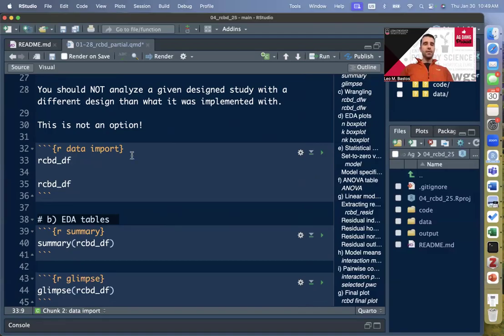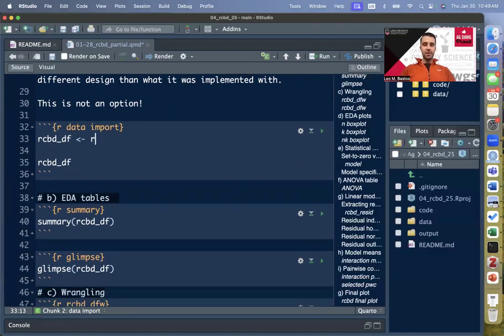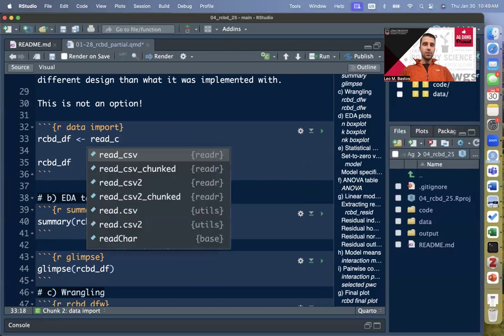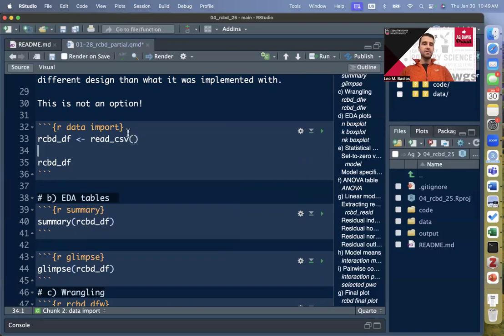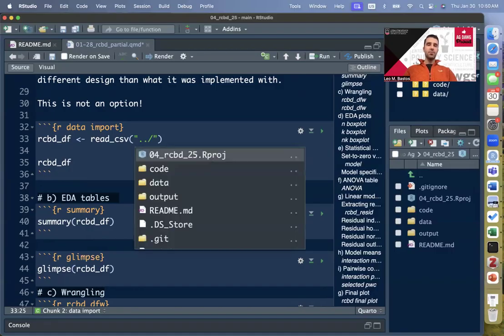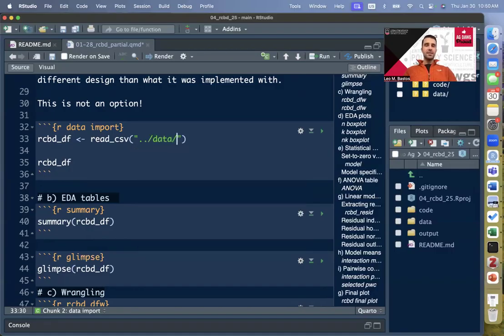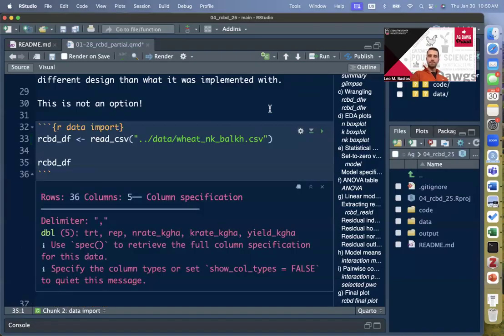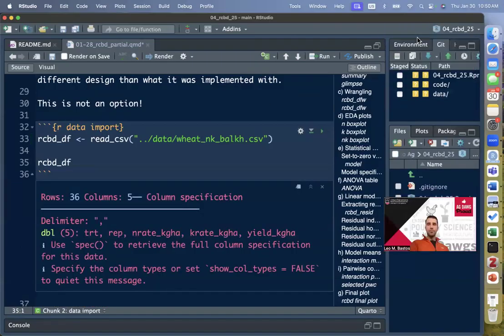If you come here on this chunk, we're going to use the function read_csv because this is a CSV file. Open and close quotation marks. You want to navigate to the data folder. So two dots and a slash to get outside of code, hit tab, select data, hit tab again, and it should populate that wheat nk bulk.csv for you. You can go ahead and run that. It's going to pop up in your environment.